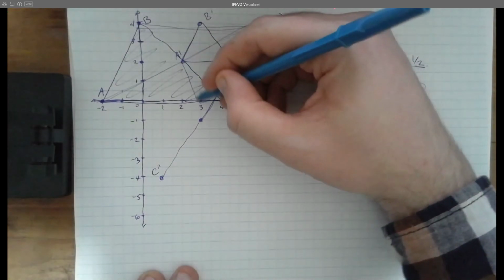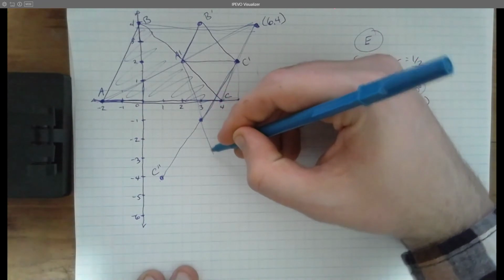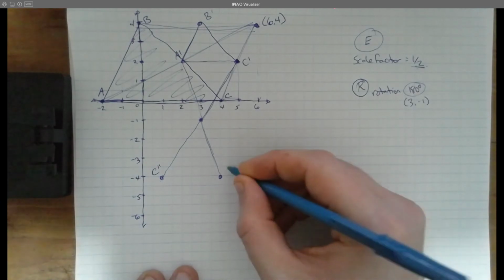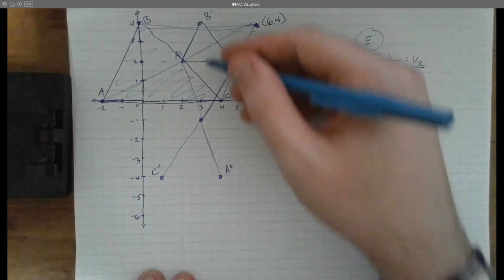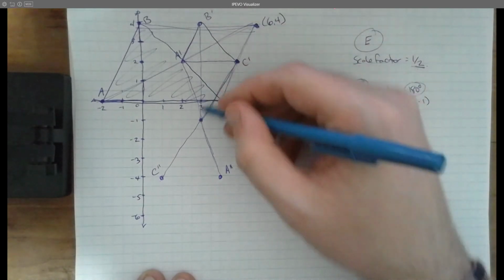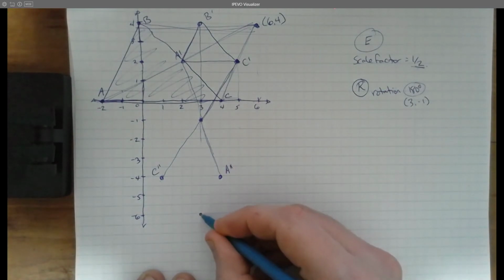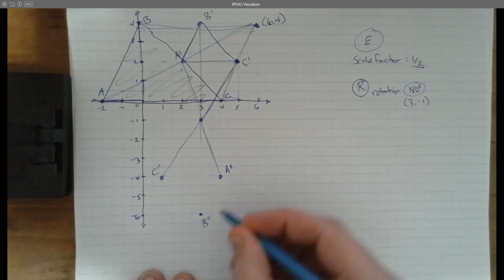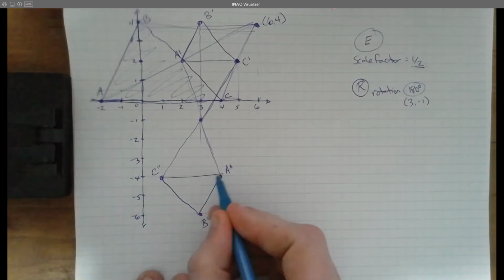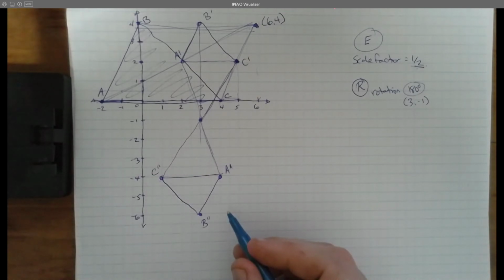We do the same thing with A. Continue that straight past and figure out where that's going to end up. And then we do the same thing with B. B is a nice straight line down. We're going down 5, so we continue down another 5 until we get right to here. That's our second image of B. We connect the lines here. And now this is our new triangle under rotation R.